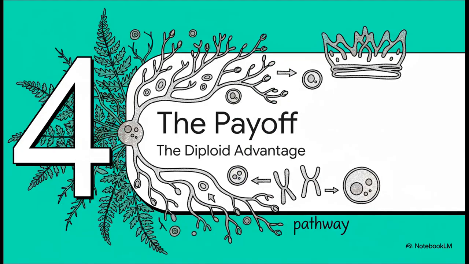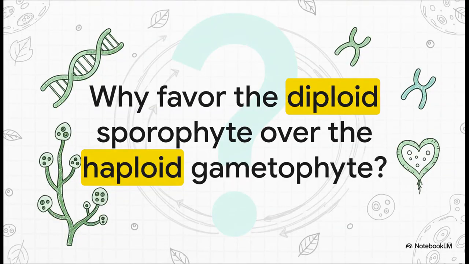Okay, but this leads to the million-dollar question. Why? Why did this happen? What was the big evolutionary advantage here? Why did the diploid sporophyte win this war of the generations? Let's just stop and think about it. What's so great about having two sets of chromosomes? What's the advantage of being diploid, 2N, compared to being haploid with just one set?